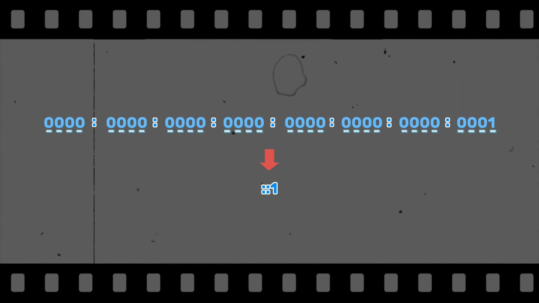Let's see the application of those rules in an IPv6 address. This happens after removing all leading zeros in each group. And here's the address after omitting the consecutive sections of zeros. That is actually how the loopback address is translated to ::1.